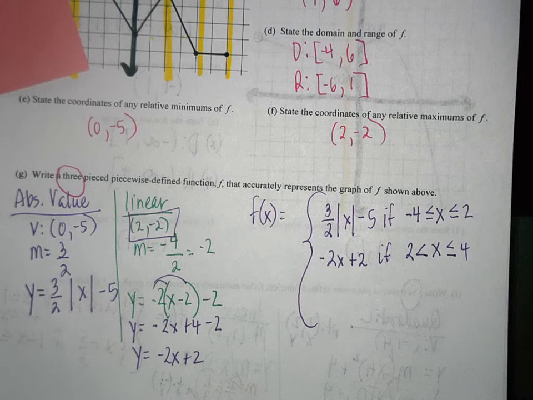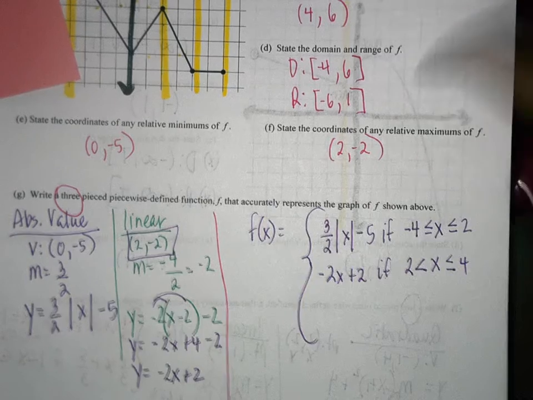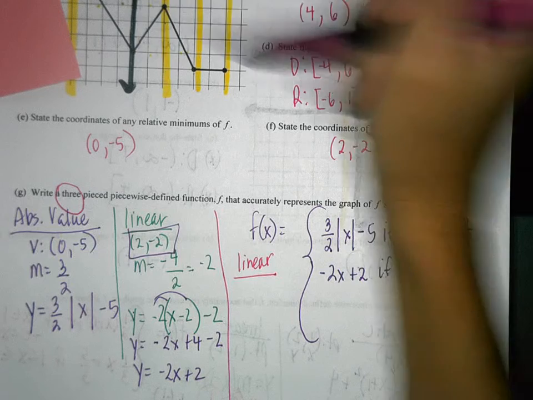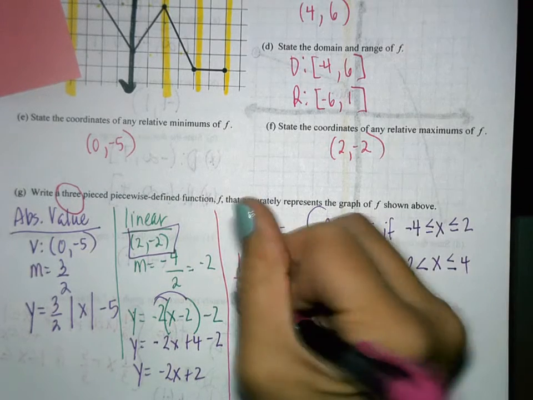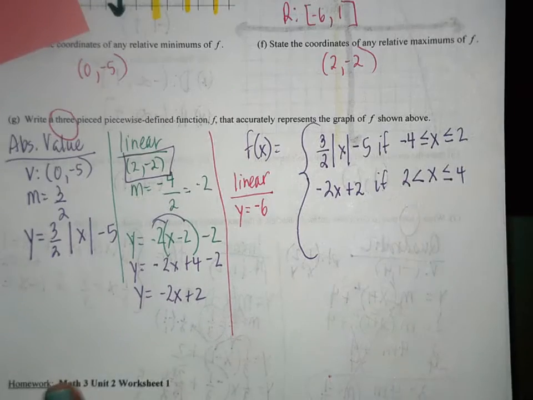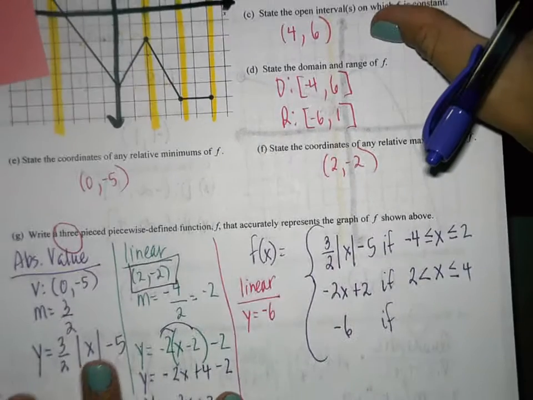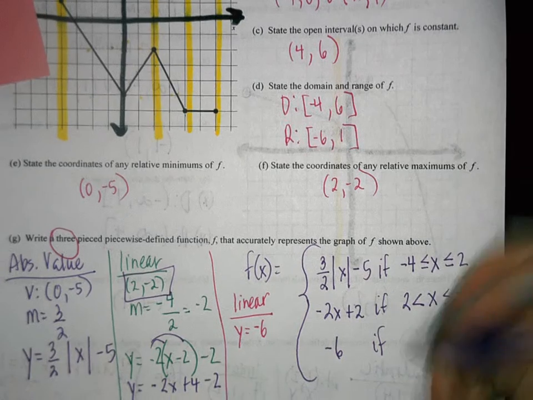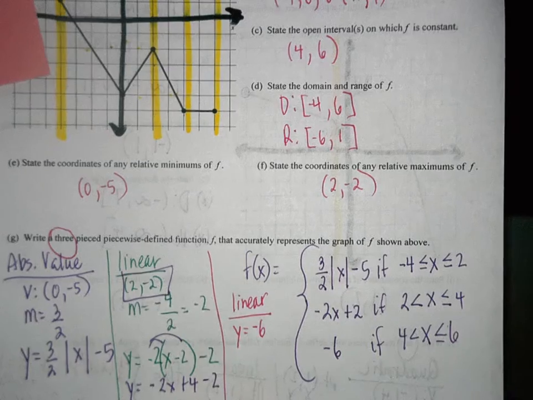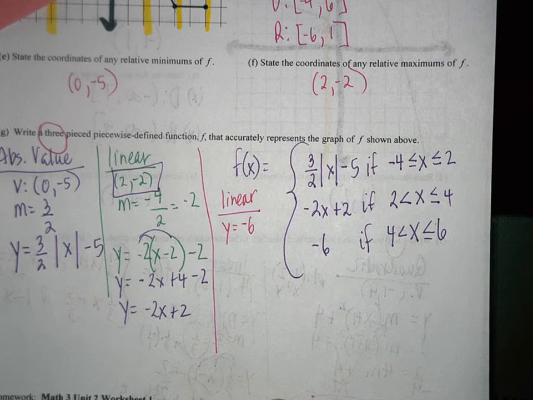Okay, last one. We have another what type of function? Linear again. There's no slope or anything on that one. How would I write this function? What is that? Y equals negative 6, correct? So on here, that is negative 6 if, and what is my domain on that function? Perfect. 4 is less than x is less than or equal to 6. And that's it. You have now written your piecewise function. Are there any questions? Okay.